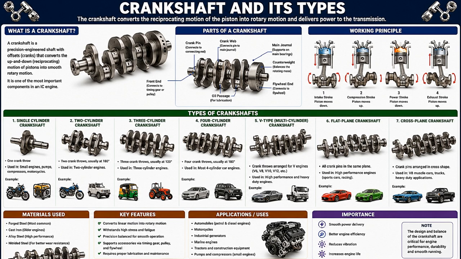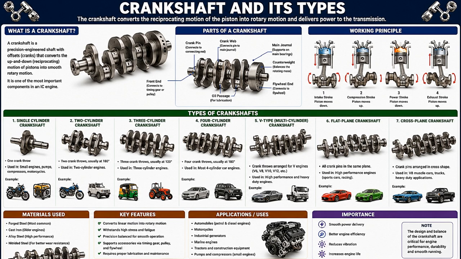Now, let us understand the parts of the crankshaft. The crank pin connects to the connecting rod. The crank web connects the different sections together. Main journal supports the crankshaft inside bearings. Counterweights balance rotating forces and reduce vibration. And oil passages provide lubrication for smooth operation.